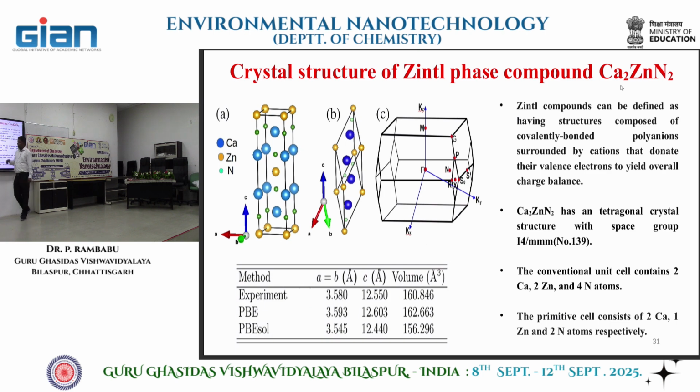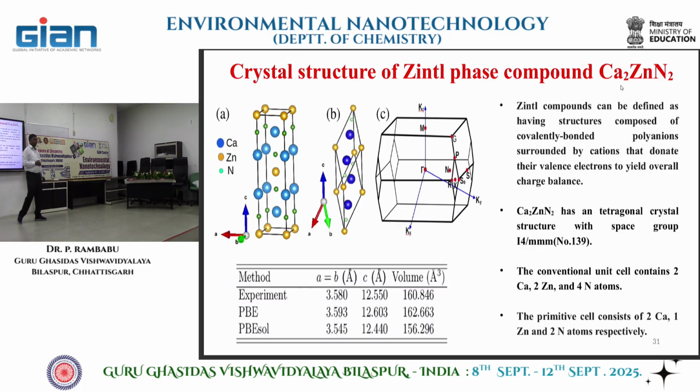So what I have done, I have optimized this conventional cell by using the exchange correlation energy functionals PBE and PBEsol, both are GGA functionals, and after optimization I have seen that the volume from PBE is coming close to the experimental one. So I have continued all my calculations with the PBE exchange correlation functional.